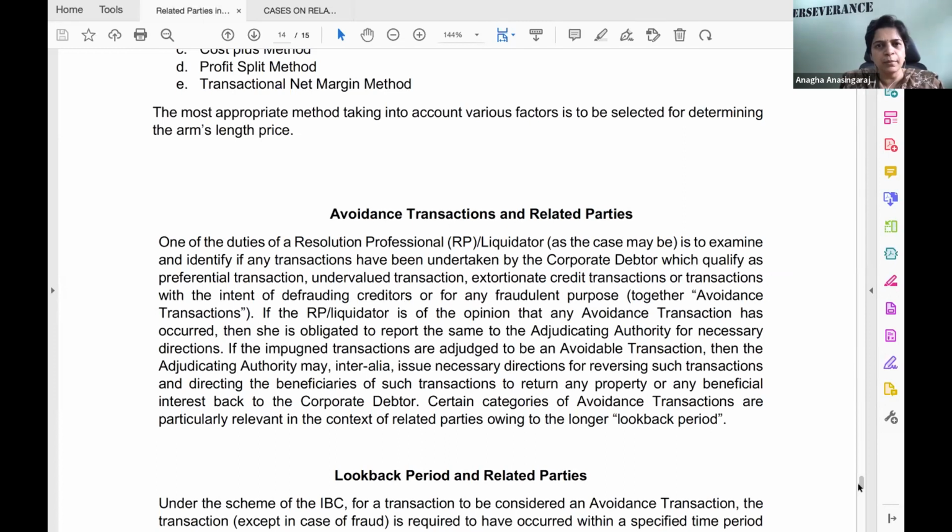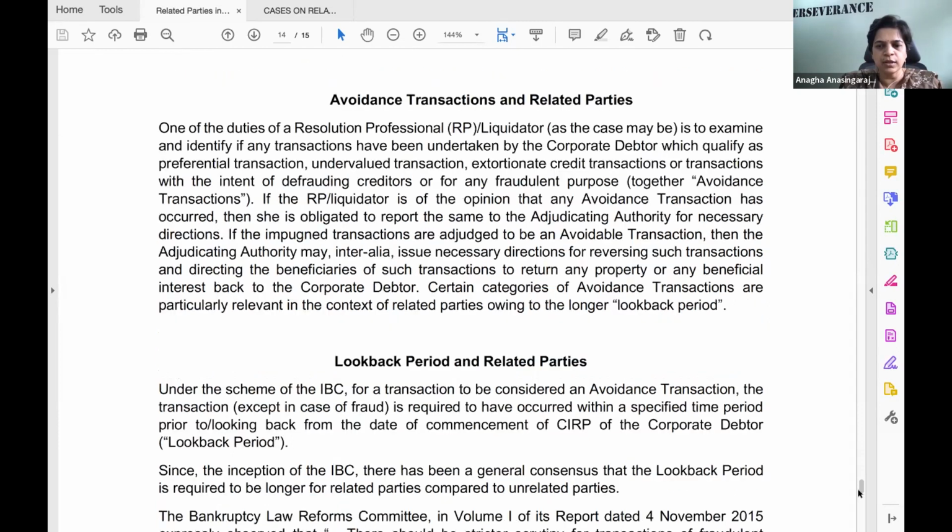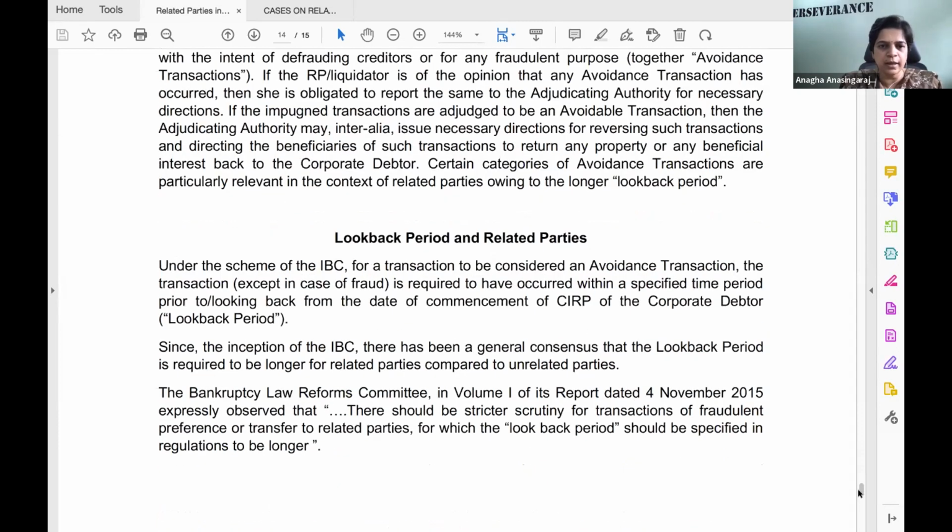Now again, we know the look back period for transactions is 1 year before the ICD, and in case of related party transactions 2 years before the ICD. So it becomes necessary that we identify who are related parties, so that for the transactions entered into by the company with those entities, we need to go back 1 more year in time. And if it's a fraudulent transaction or if it's a case falling under 66(1), then there's no time limitation. We can go back and look into transactions as far back as we want, being a fraud.